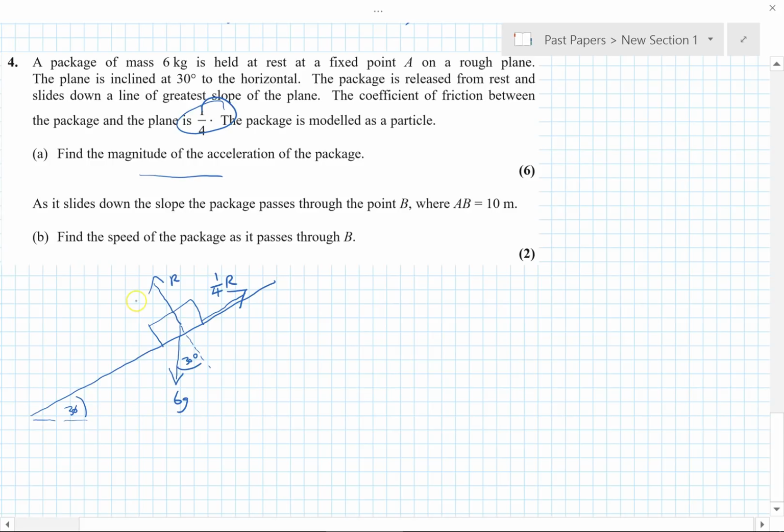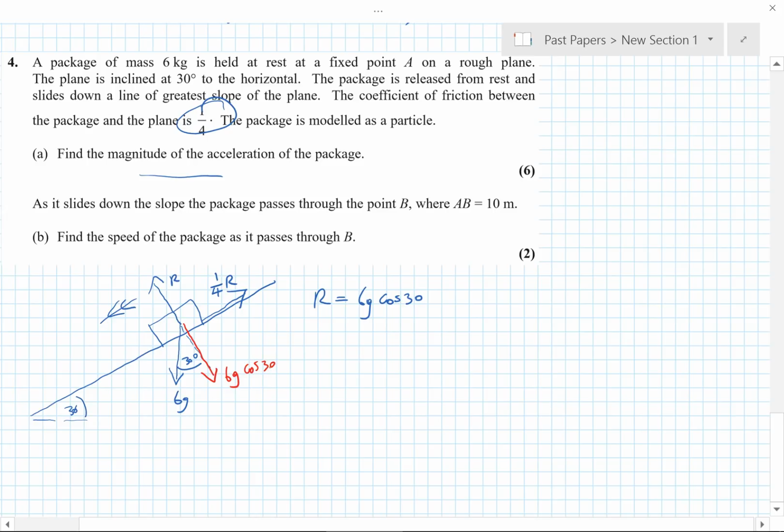Right, so it's accelerating downwards, so it's pretty standard stuff. There's a component of the weight going down the plane, and we need to resolve perpendicular, because there's no movement perpendicular to the plane here. So we have R equals 6g cos 30, because we're looking at the component of the weight into the plane like that, 6g cos 30.